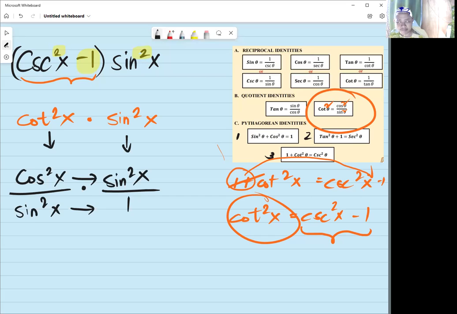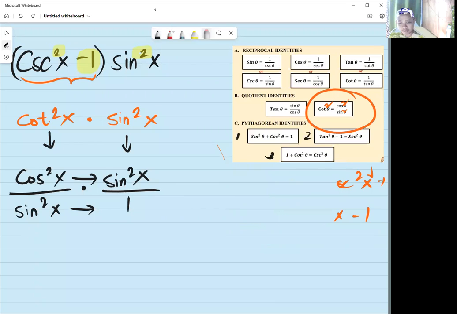Sir, where did the cotangent come from? Here, in this process. Let's repeat that, so that we don't lose our classmate. Where did the cotangent x come from? Let me repeat the process. Okay, so let's forget about that for now. Where does this cotangent squared x come from?